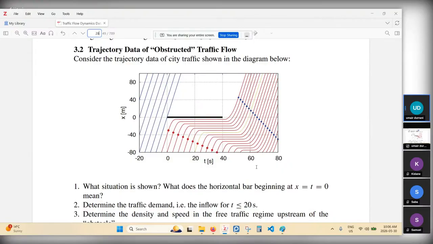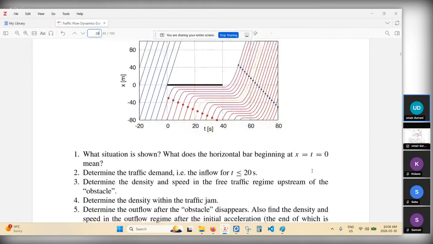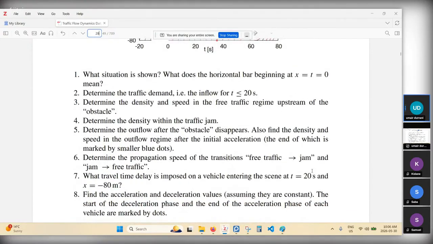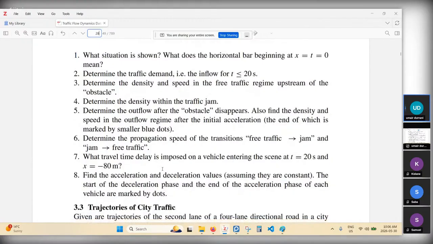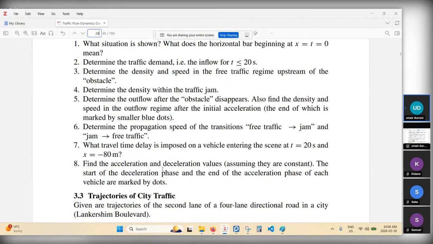So, we were discussing trajectory data of obstructed traffic flow. This is section 3.2 in our exercises for trajectory data chapter. And we had covered the first 6 questions here. Question number 7 is about travel time delay.